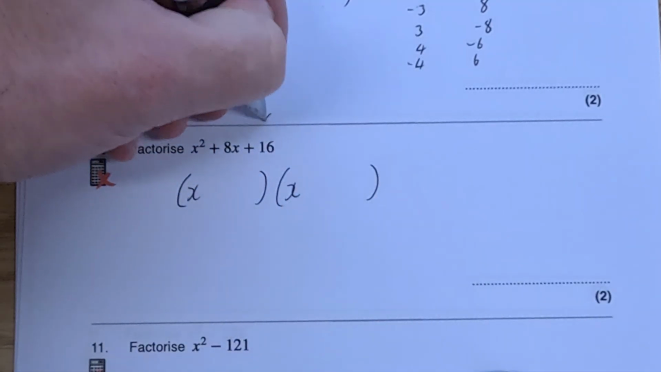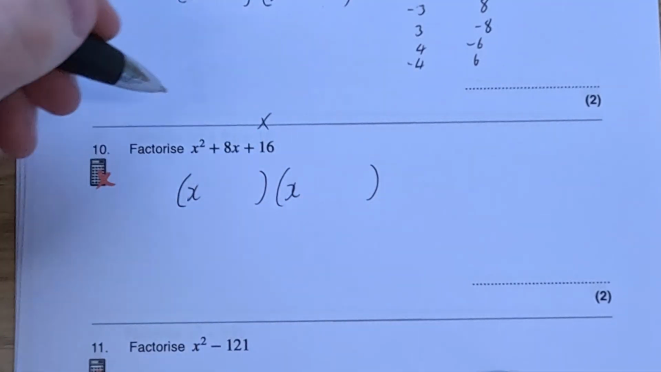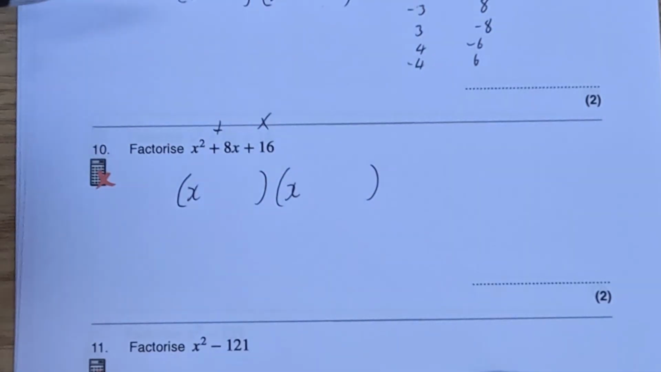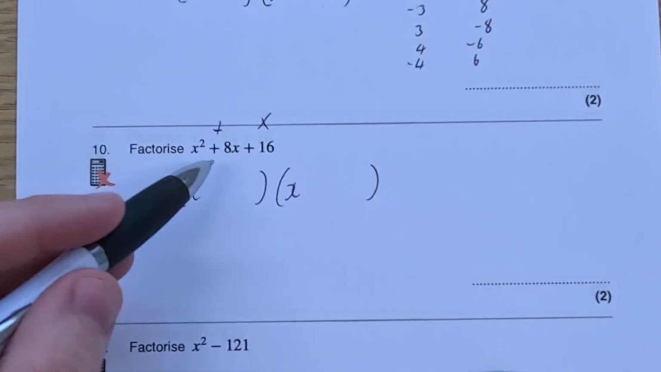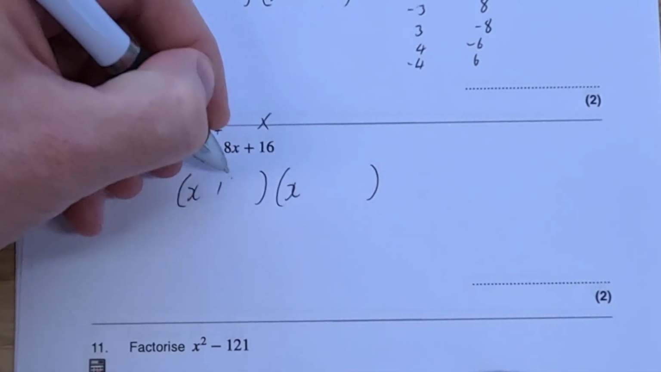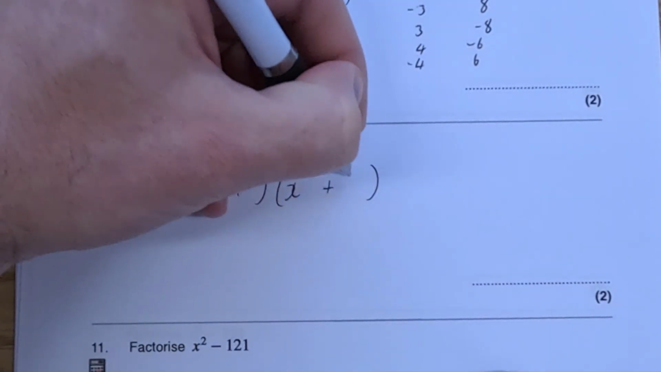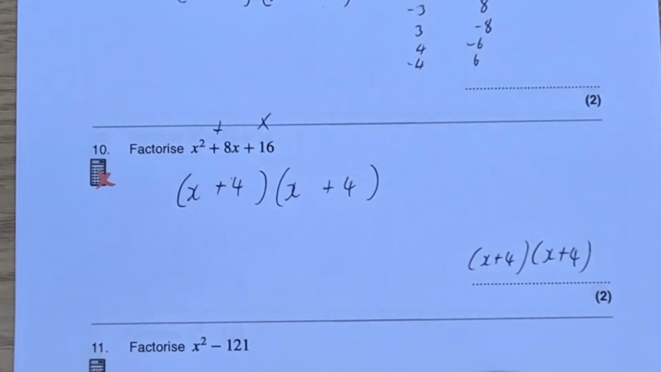And we want to find two numbers that times together to be 16, and they will add together to be 8. So that's going to be quite straightforward actually, because 4 times 4 is 16, and 4 plus 4 is 8. So it's going to be x plus 4, and x plus 4. And that's it, so x plus 4, and then in brackets x plus 4. And that's it. Okay, let's look at our next question, question number 11.